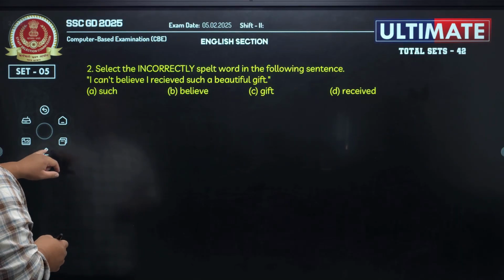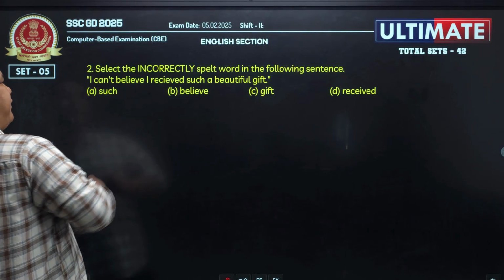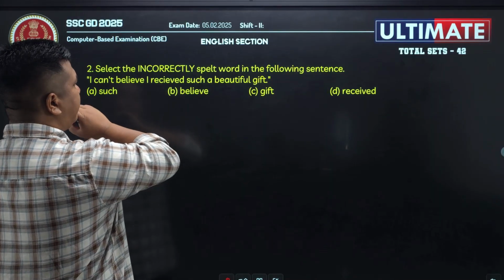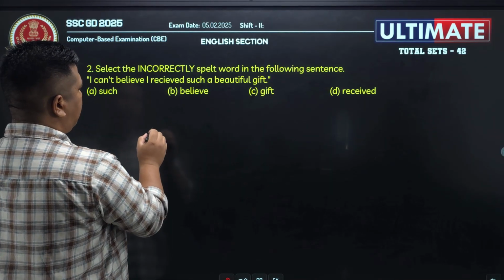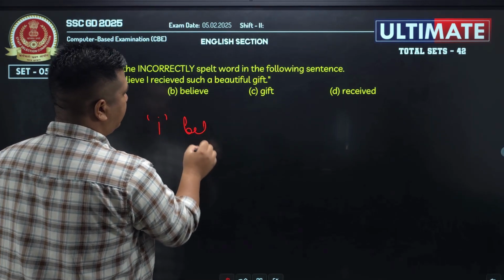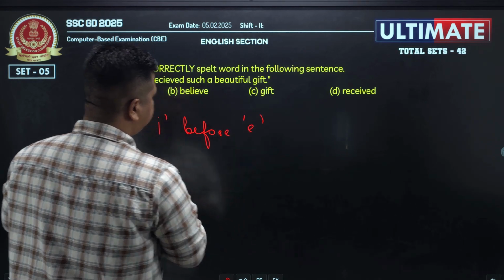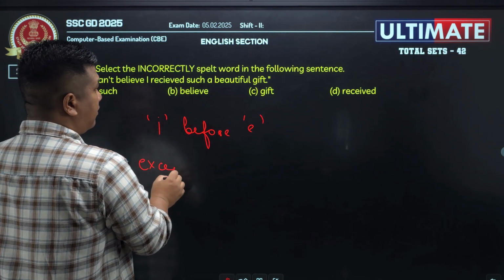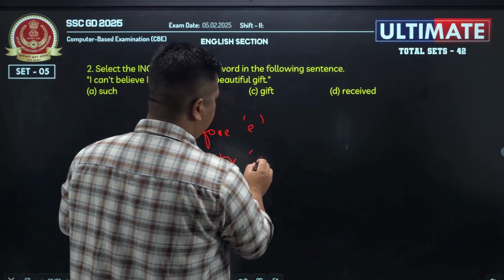Question 2. Select the incorrectly spelled word from the following sentence. I can't believe. Believe, correct? Believe. Right. One simple rule. I before E, except after C.